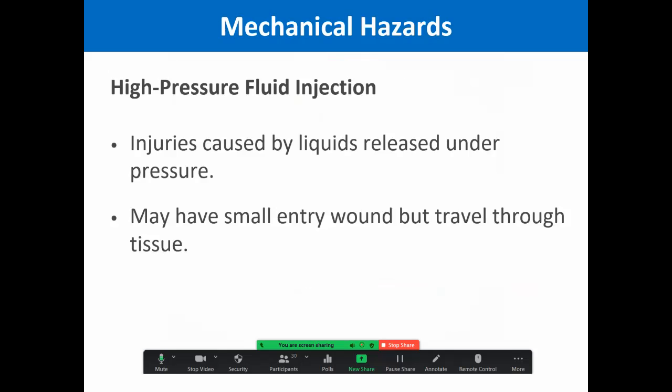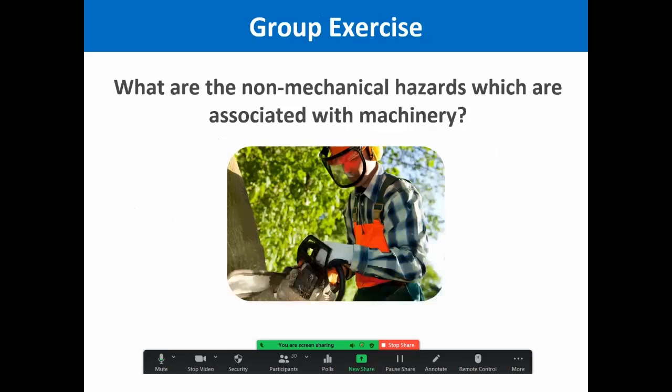hazards related to machinery. Okay, mechanical hazards, basically they include high pressure fluid injection. Injuries can be caused by liquids released under pressure, and they may have a small entry wound but travel through the tissue. So these are how mechanical hazards spread.